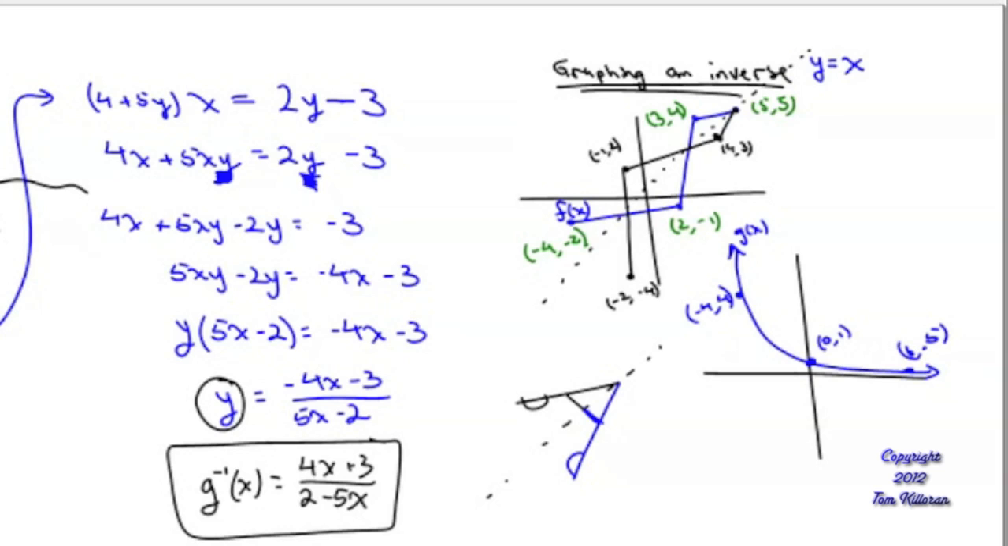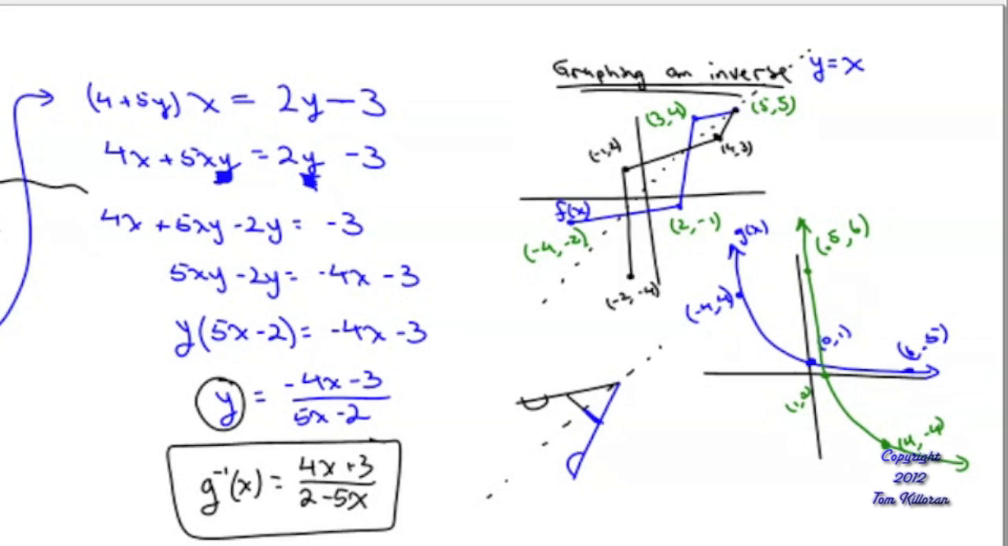So if I take all those points and switch them around, what do I get? Well, negative 4, 4 becomes 4, negative 4. That's way over here. 0, 1 becomes 1, 0. That's right about here. And 6, 0.5 becomes 0.5, 6 up here someplace. And you get a graph that looks like this.